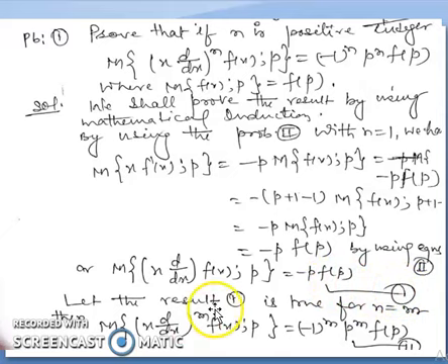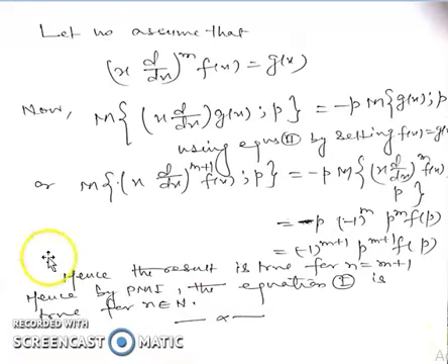This is equation number 1. Now let the result 1 be true for n equal to m. Then M of (x d/dx) to the power m f(x) such that p equals minus 1 to the power m p to the power m f(p). This is equation number 2. This is the format of induction method. Now let us assume that (x d/dx) to the power m of f(x) equals g(x). So it becomes M of x d/dx g(x) such that p equals minus p M of g(x) such that p.